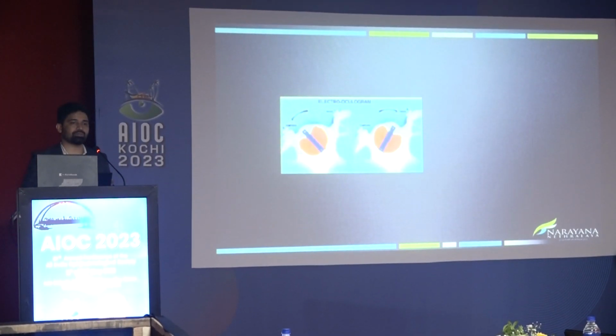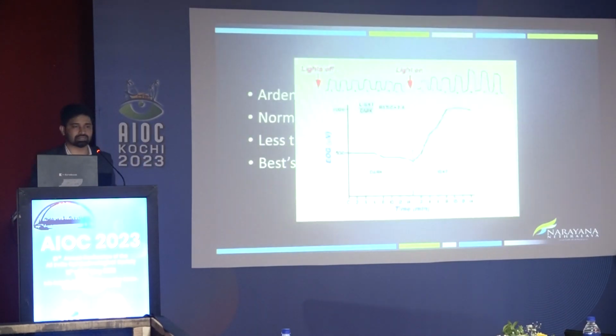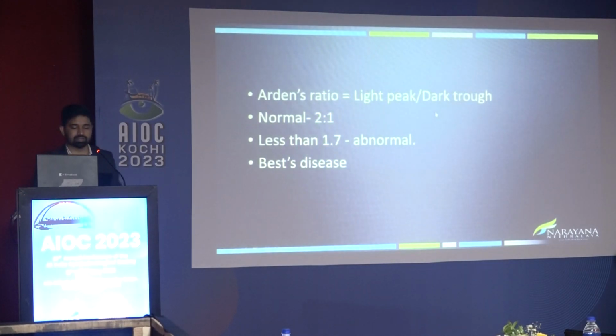We give two targets to the patient. We fix two electrodes, one near the medial canthus, one near the lateral canthus, and ask the patient to look once to the right side and once to the left side. The polarity changes, right? Because of the change in polarity, we get a waveform like this, which has a dark trough and a light peak. If you calculate the ratio, what is it called? Arden ratio. Normal is 2:1. If it's less than 1.7, it's abnormal.